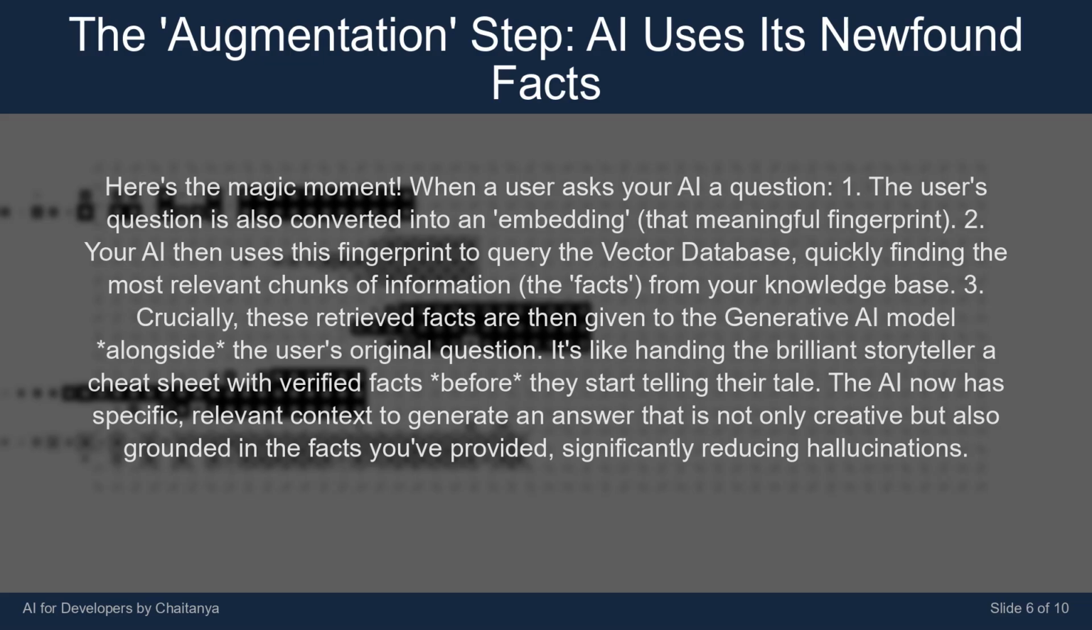3. Crucially, these retrieved facts are then given to the generative AI model alongside the user's original question. It's like handing the brilliant storyteller a cheat sheet with verified facts before they start telling their tale. The AI now has specific, relevant context to generate an answer that is not only creative but also grounded in the facts you've provided, significantly reducing hallucinations.